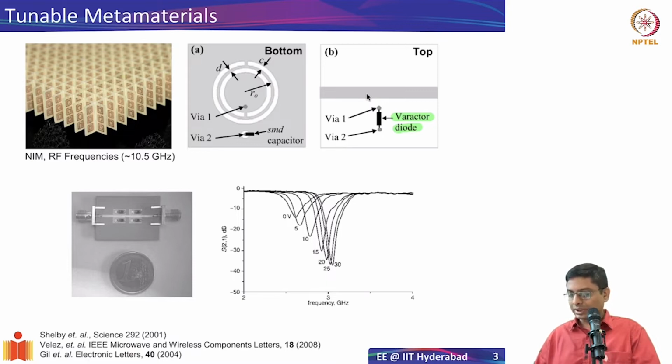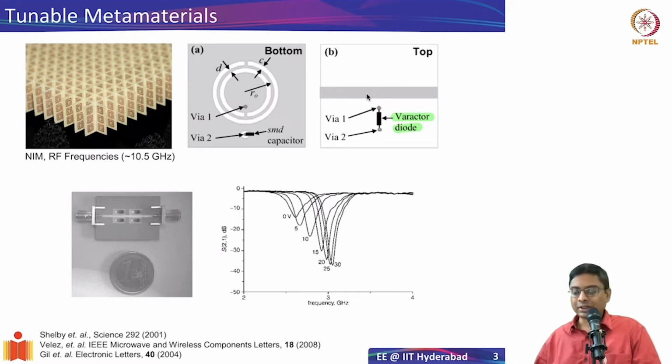So 0 volts to 30 volts, as you change it, there is this variation, and that is causing the tunability of the notch filter. Okay, so we are seeing that from about 2.5 or so to about 3 gigahertz. So there's a large change of tunable response. Okay, and a similar thing you can actually do for negative index and so on. All right. So tunable metamaterials are very important for practical applications, and this is one approach to do it in the RF frequencies.